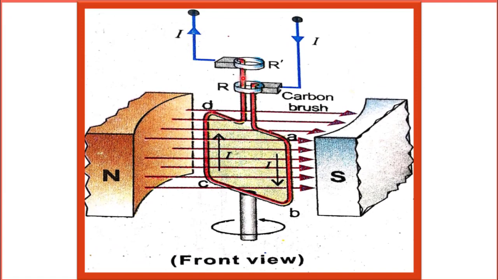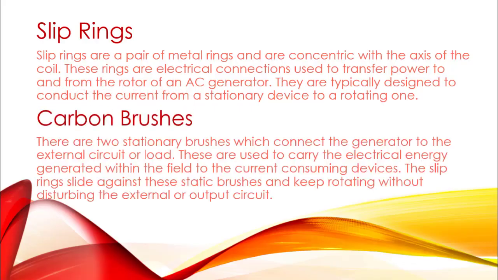Here we can see that one loop of coil is attached with these rings. As the coil rotates, these rings also spin with the same speed as the coil does. These are concentric with the axis of rotation of the coil. They help in rotation of the coil without disturbing the external or output circuit. It is done by the help of carbon brushes. So we place carbon or graphite brushes against slip rings, suppose their names are B and B'. They remain static and the rings keep slipping against them, maintaining a constant electrical connection between the internal and external parts of the circuit.